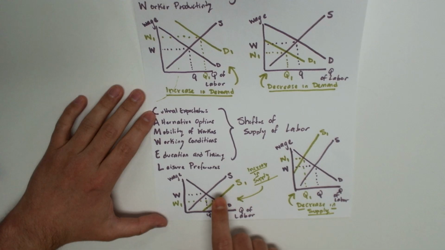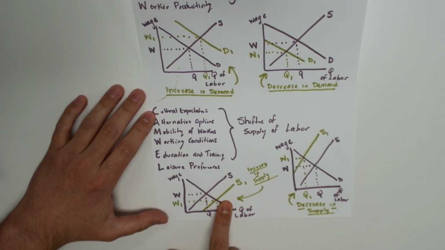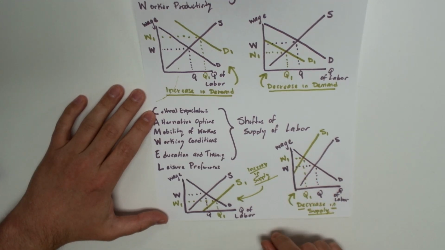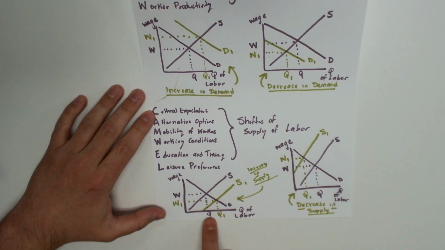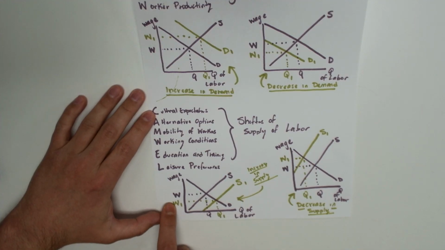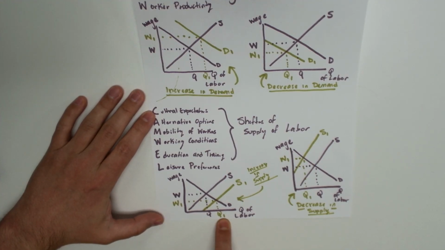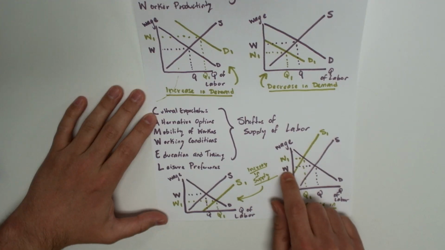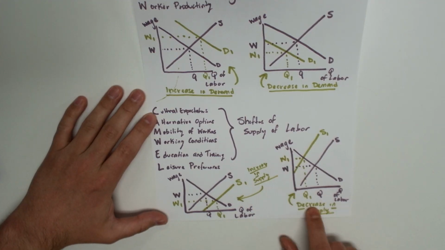If there's an increase in the supply of workers, more workers, the supply curve is going to shift to the right. If there's a decrease in the supply of workers, the supply curve shifts to the left. You can see that when supply increases, wages for workers go down, but there are more workers available in the market. And when supply decreases, wages for the workers still there are going to go up, but there's going to be a lower quantity of workers in that market.